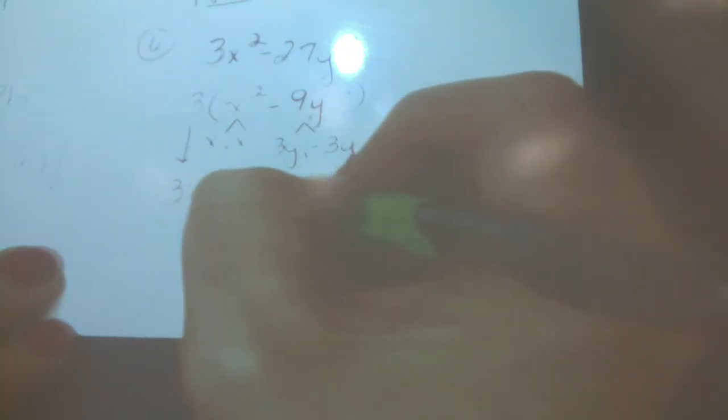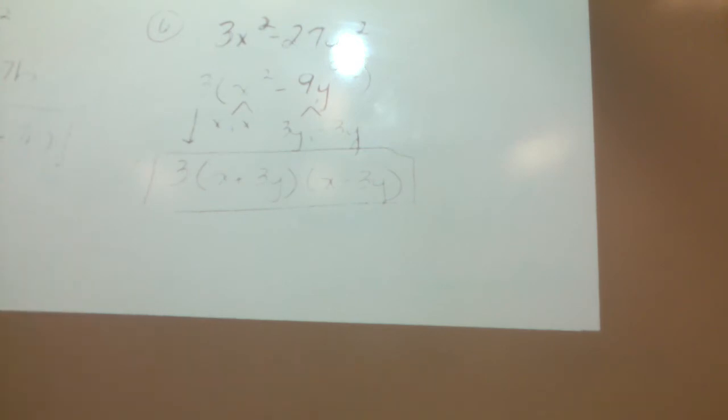From here, now I can do differences of squares. So this is x and x, 3y and negative 3y. You cannot drop that GCF. That comes down. I've got x plus 3y, x minus 3y. So I'm going to bring down that GCF. I've got 3, x plus 3y, x minus 3y.